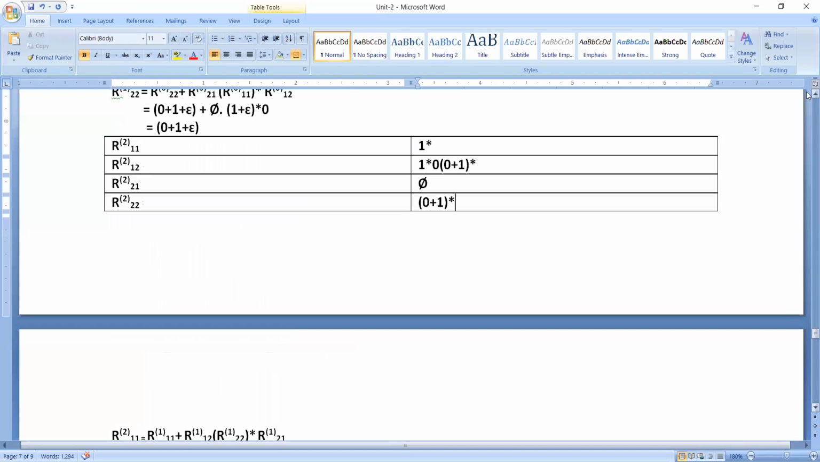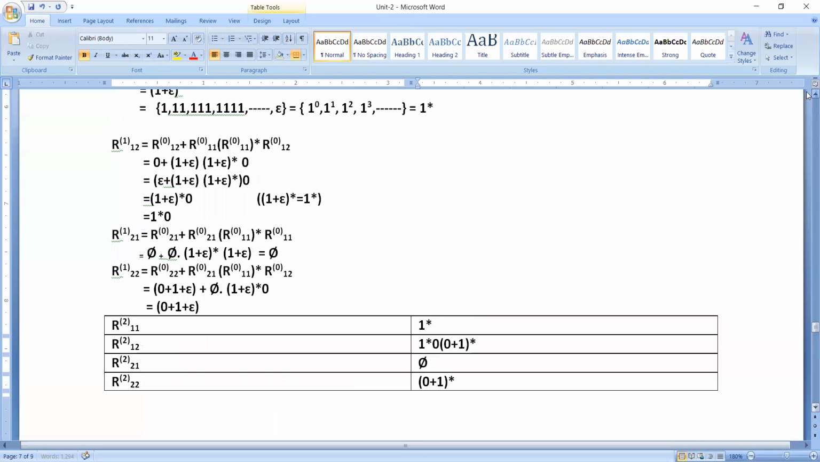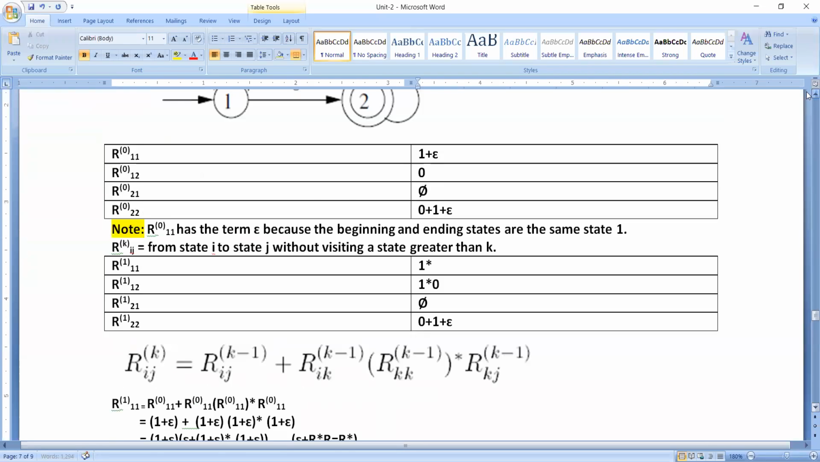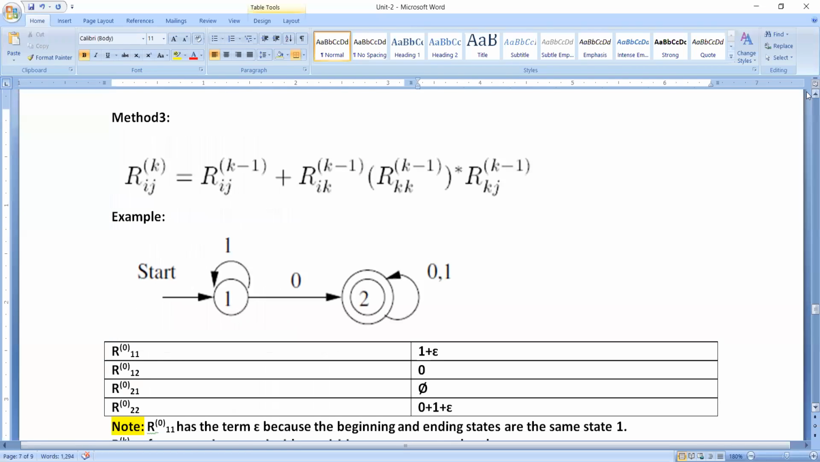Now what we have to do, we need to find out the answer, right? We need to find out the regular expression. In order to find out the regular expression, just have a look at the transition diagram, just to find out what is the initial state and what is the final state. We have an initial state 1 and a final state 2. Means now we need to search for the combination of R12, and the table we have to refer to is the table where the number of states is equal to 2.